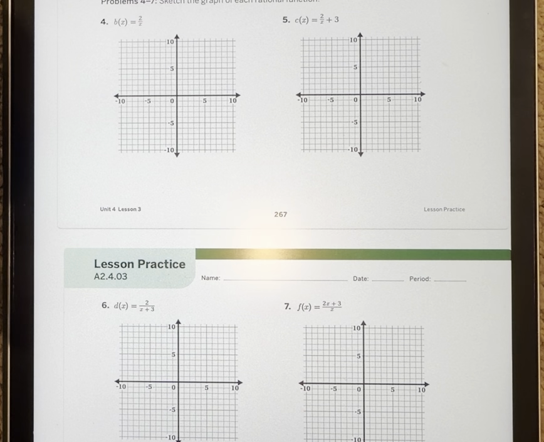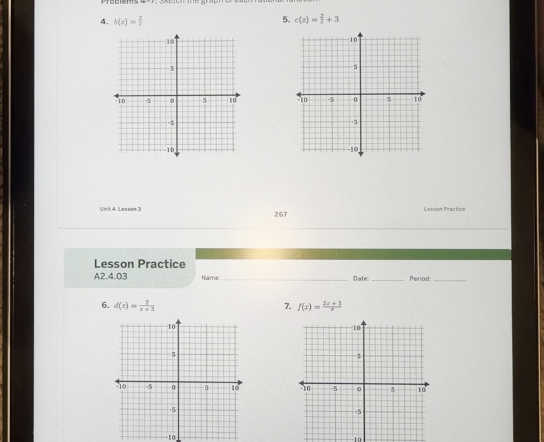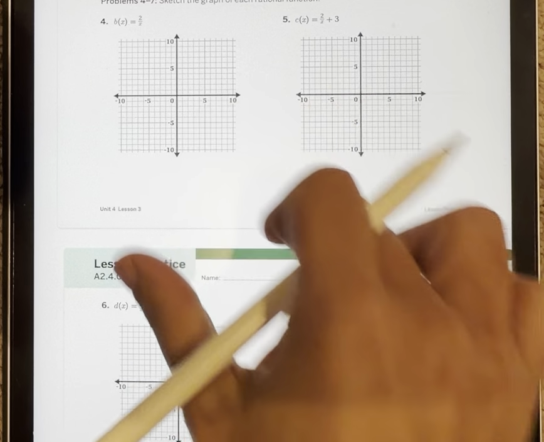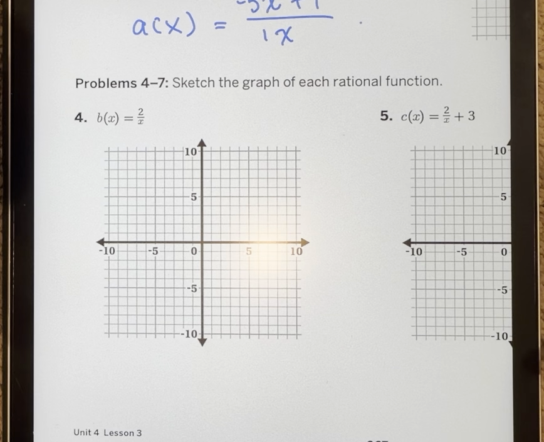Okay, let's do the rest. So we were over here on number 4. And let's see how it goes. We're gonna graph. There we go. All right. So we're gonna sketch the graph. So we're gonna gather information about this so we could sketch the graph.